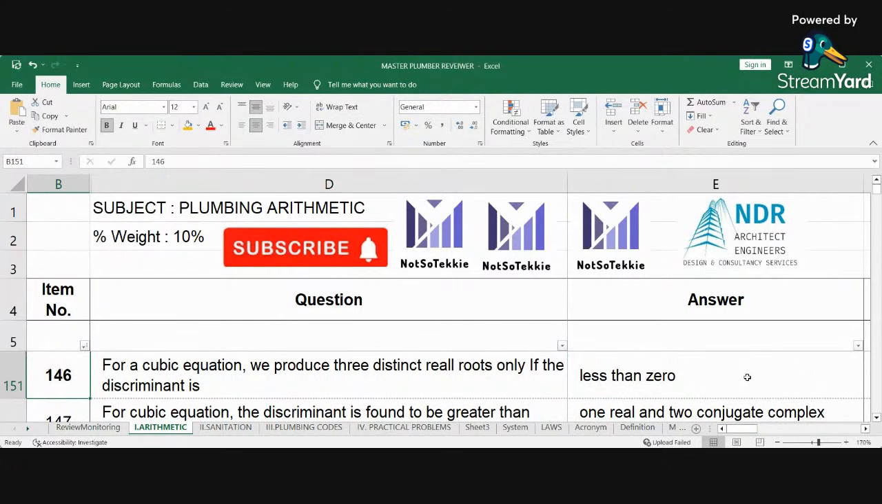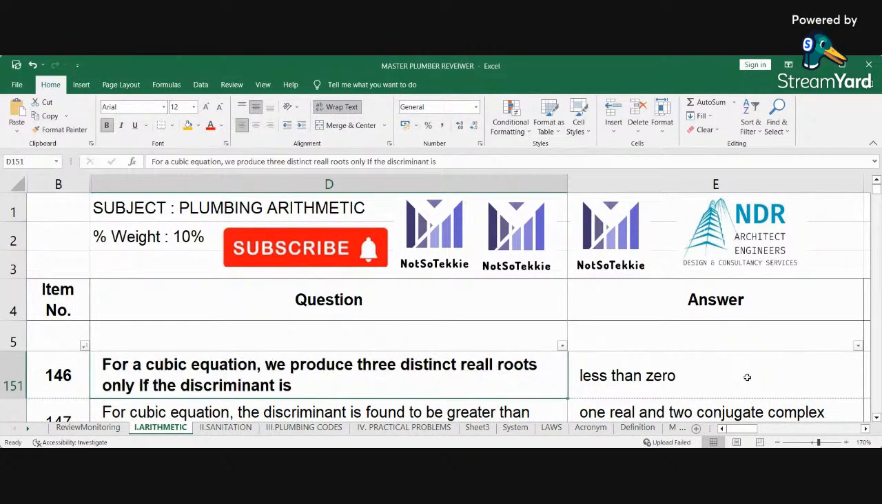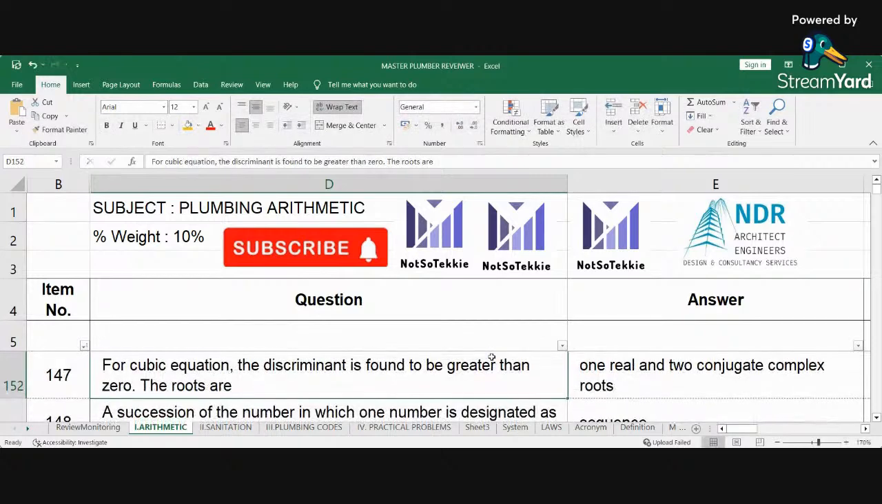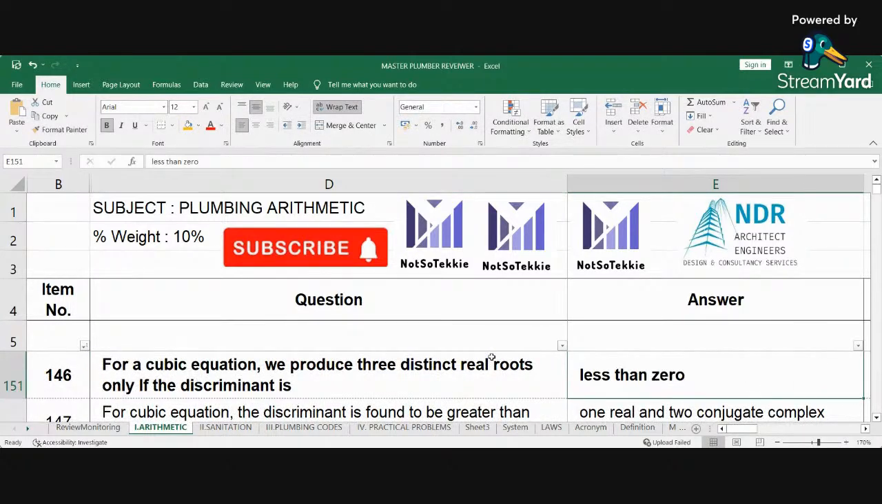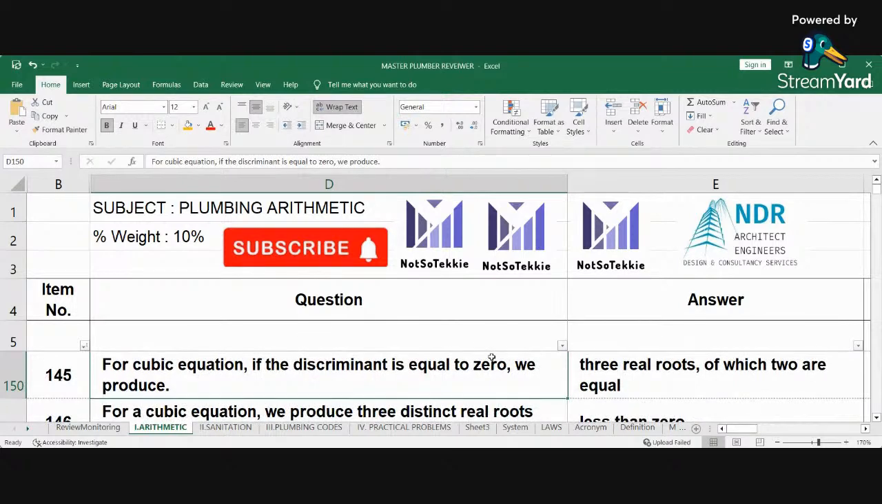146. For cubic equation, we produce 3 distinct real roots only if the discriminant is less than 0. Answer is less than 0. For cubic equation, we produce 3 distinct real roots if the discriminant is less than 0.